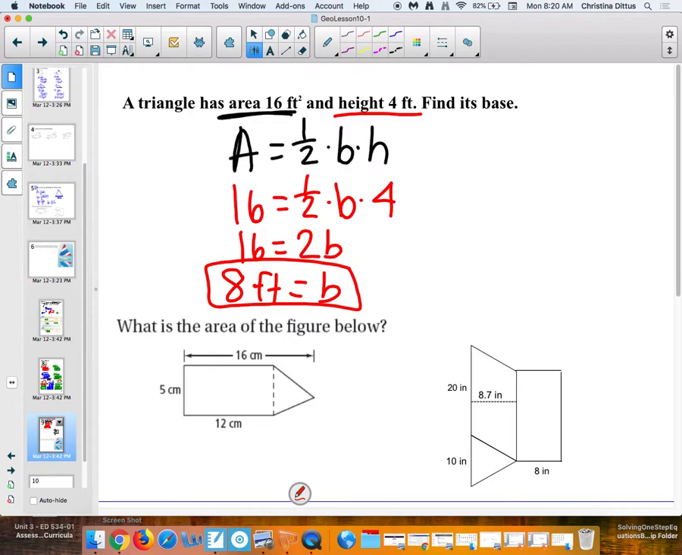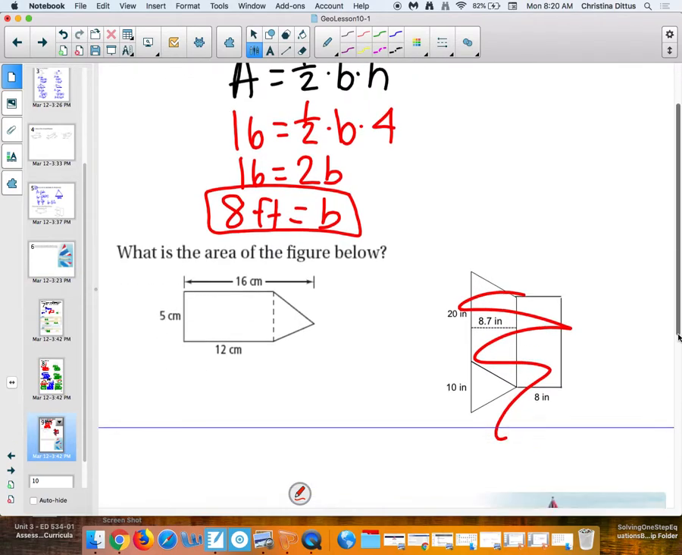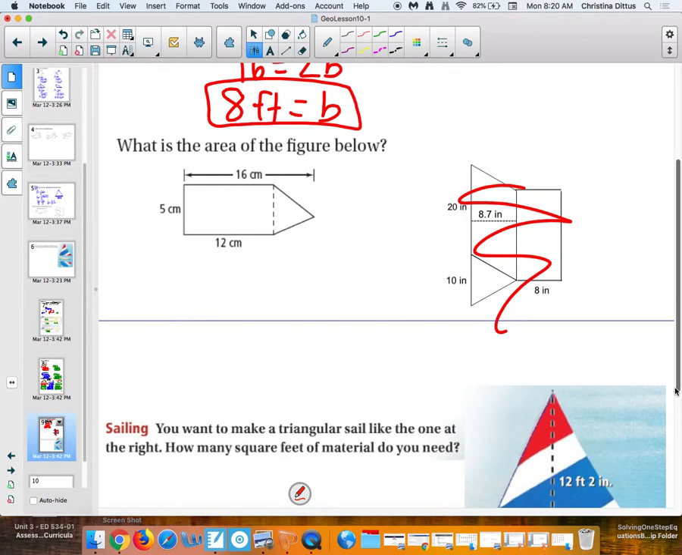Questions there? Okay, I don't know why this is here because you guys don't have that. But next one. What two things do I have going on? Or shapes, sorry. Rectangle and triangle. Let's do our rectangle first. How do I find area of a rectangle? 12 times 5, which is 60. So I get 60 there.